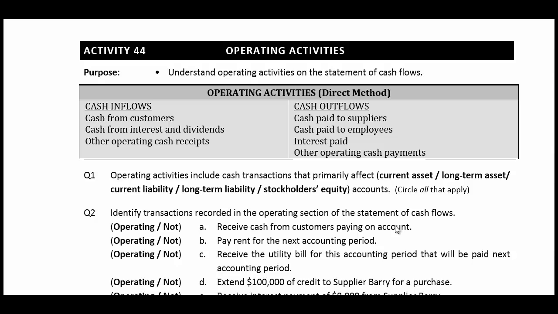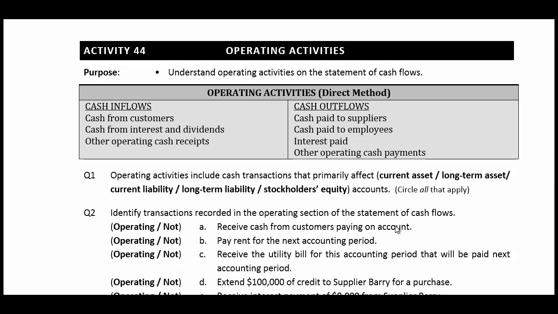So operating activities, we said, parallel income statement items. If you look at each of the items here, you'll see that they're similar to income statement items. Cash received from customers is like sales revenue. Cash paid to suppliers is like cost of goods sold.